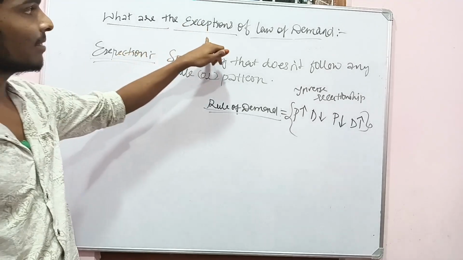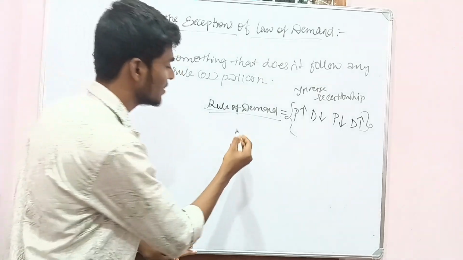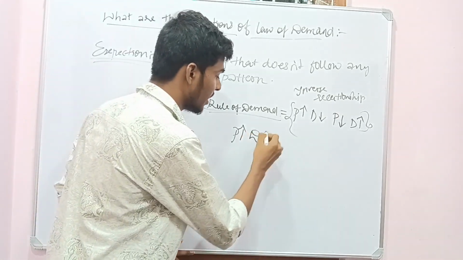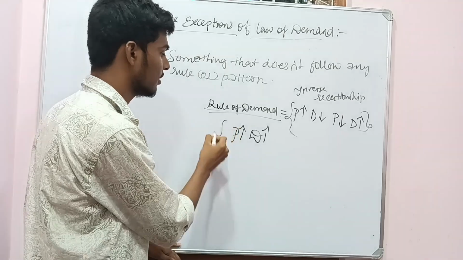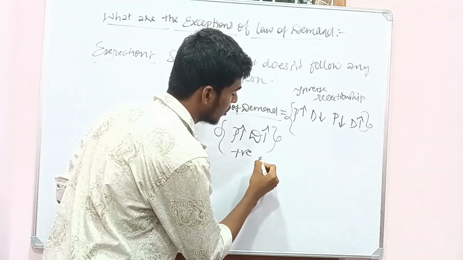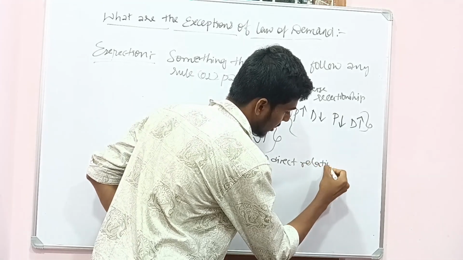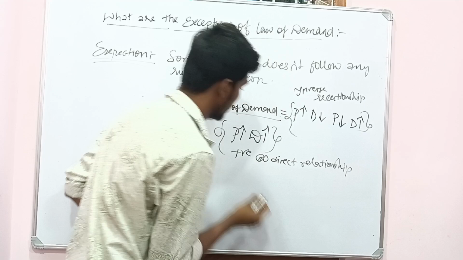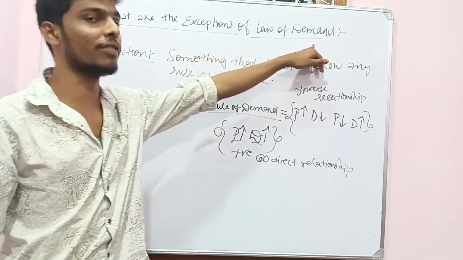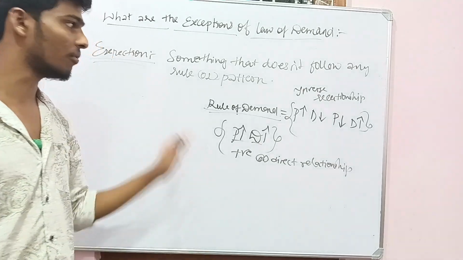But in the exceptions of the law of demand, it will be the complete opposite. If the price of the goods increases, the demand for the goods also increases. There will be a positive or direct relationship between the price and demand according to these exceptions. Now let's see what the exceptions of this law of demand are.